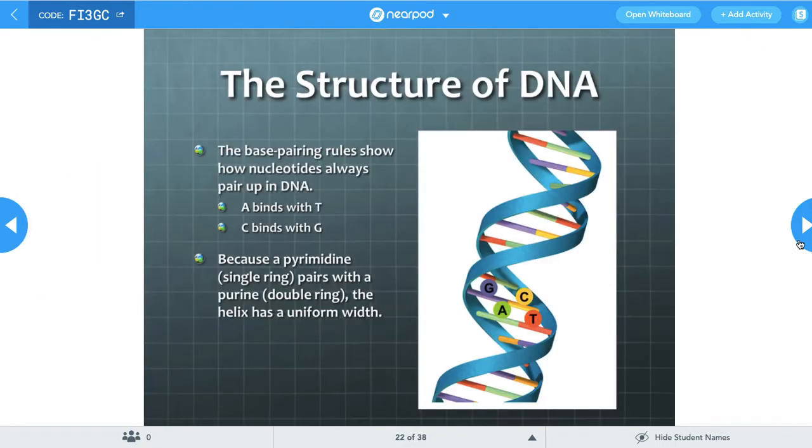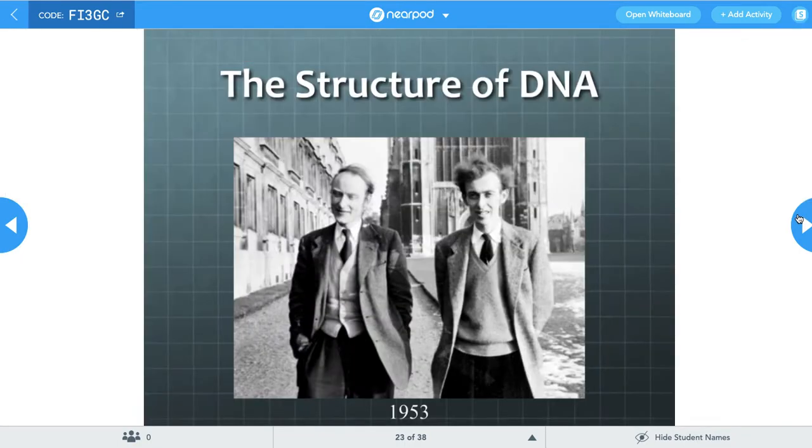So the base pairing rules show how nucleotides always pair in DNA. A binds with T, C binds with G. And because a pyrimidine pairs with a purine, the double helix is a uniform width, because we have a double ring and a single ring bonding together every time.